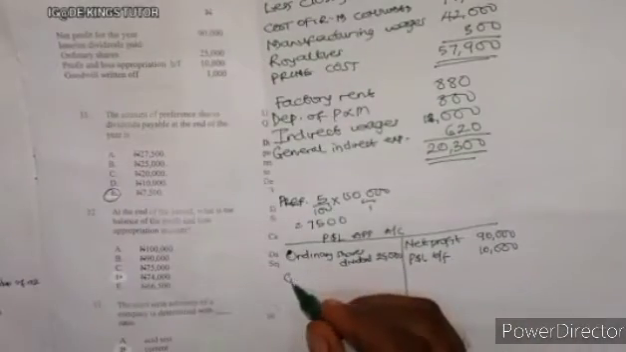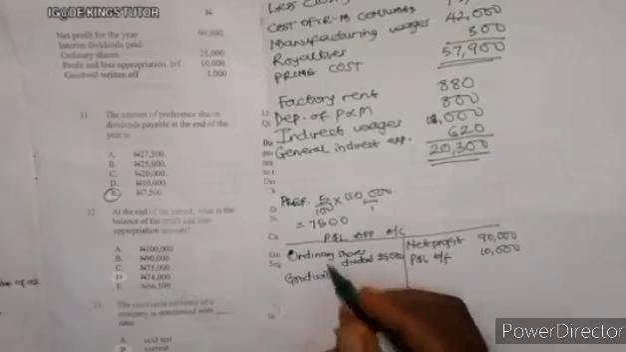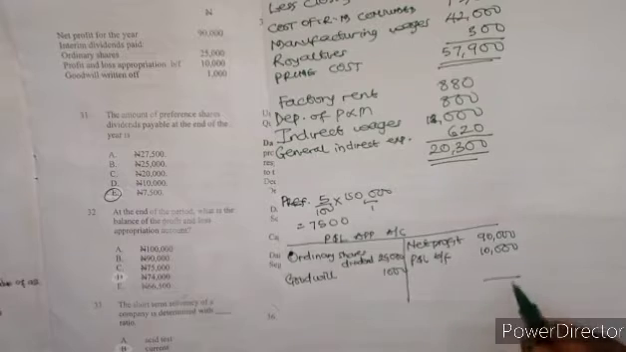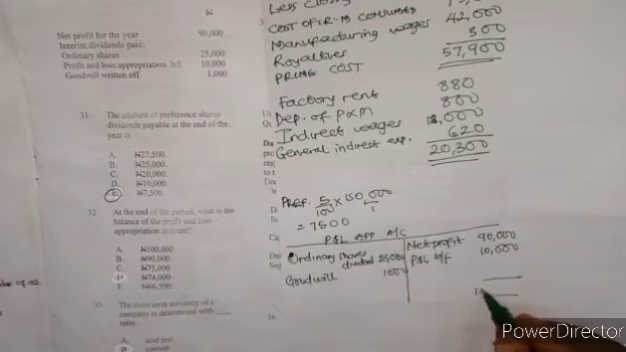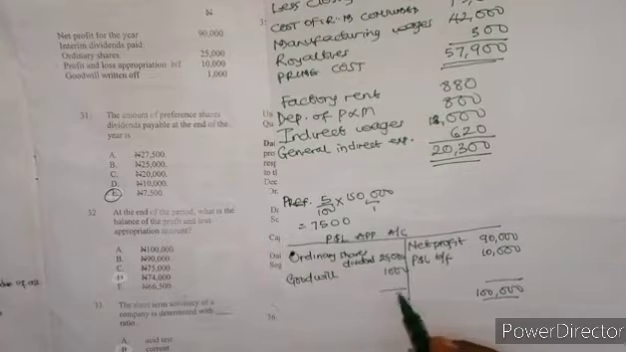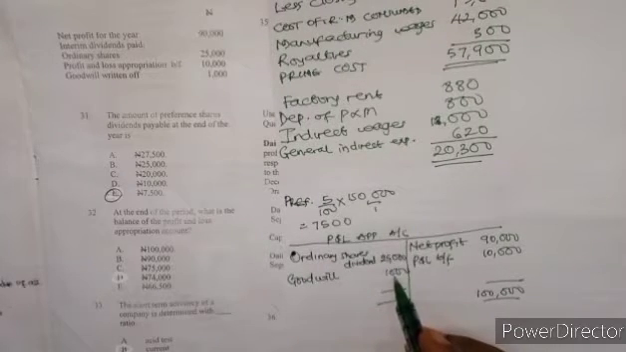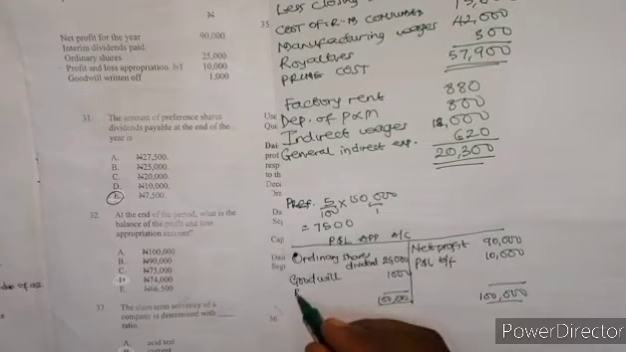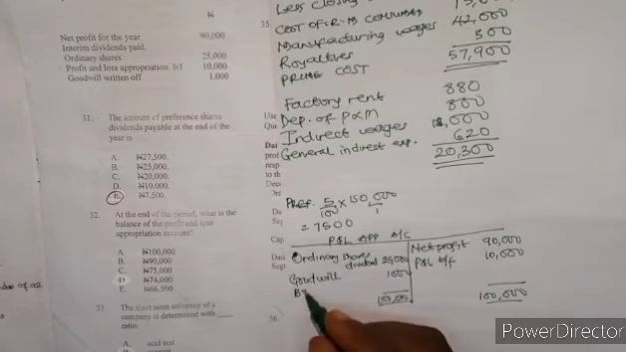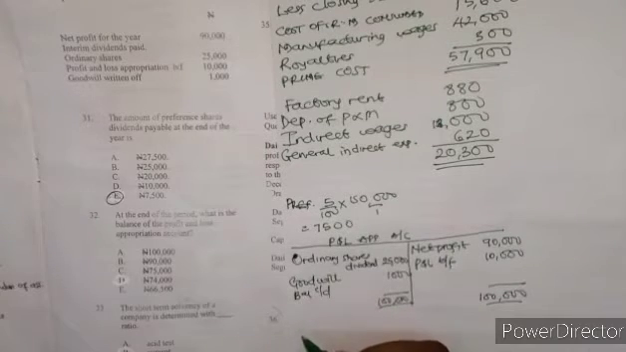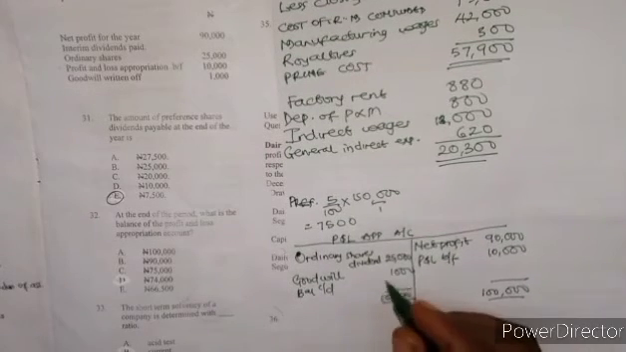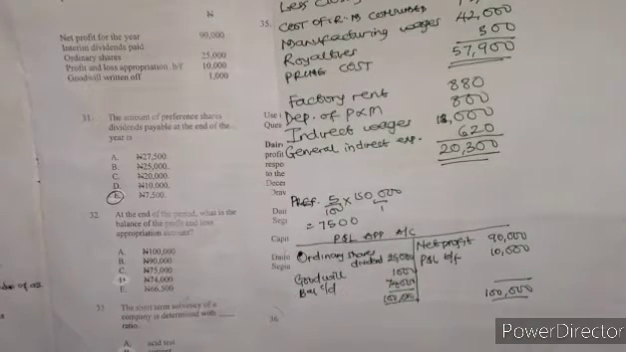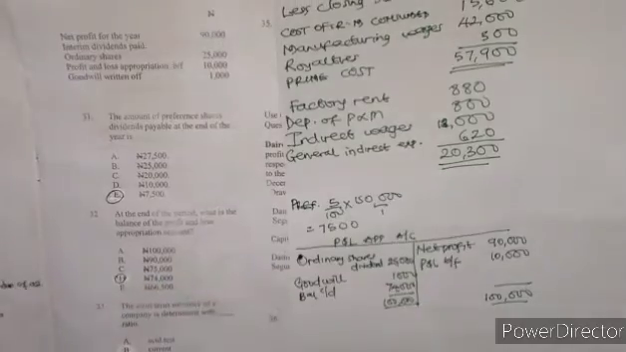Goodwill written off, 1,000. So when you add 90 plus 10, it gives us 100,000. Then 25,000 plus 1,000 is 26,000. So 100,000 minus 26,000 will give us the balance carried down, which is the retained profit. That will give us 74,000. So the answer here is D, 74,000.